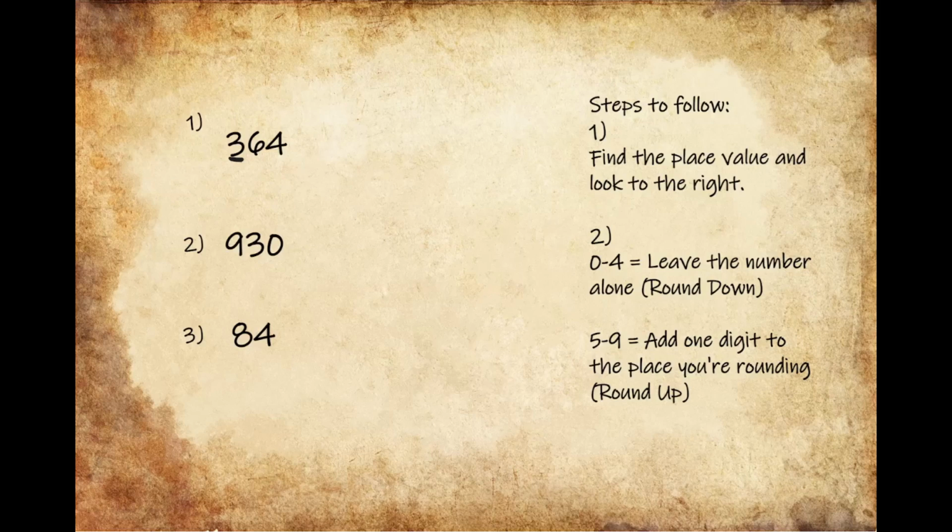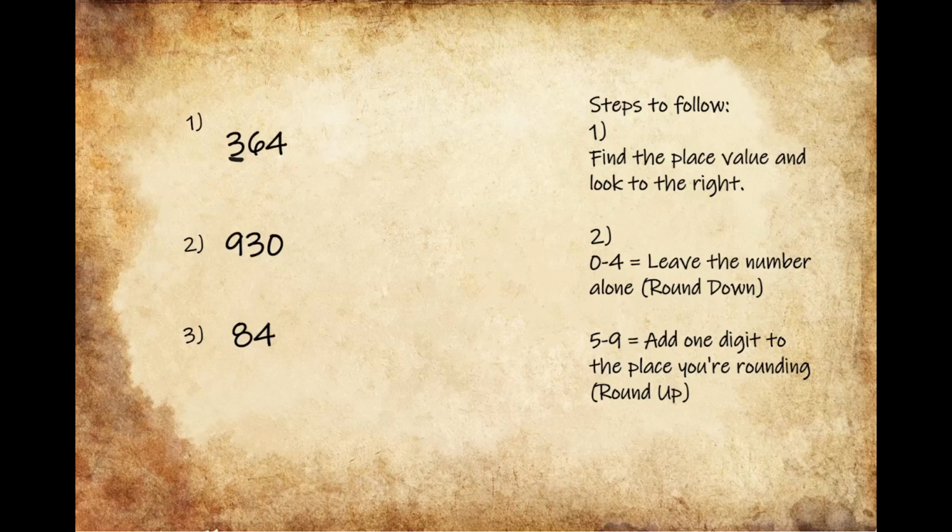So our next step is going to be to look at the number to the right of the number that we're looking to round. And here it's the 6 in the tens place. The reason why we have to look at the number to the right of the number we're rounding is because that number is going to tell us whether we're rounding up or down. If the number is between 0 and 4, we're going to leave the number alone or round down. And if the number is between 5 and 9, we're going to add one digit to the place that we're rounding, or rounding up.